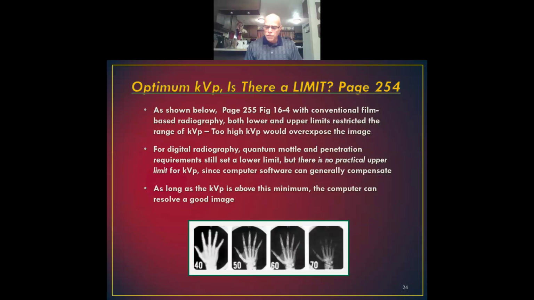On page 255, it speaks on this. It says, as long as the KVP is above the minimum required for adequate penetration, top of 255, the computer can resolve a good image. The KVP range is more limited with conventional, obviously very much with conventional film radiography. Since the use of high KVP low mAs technique reduces patient exposure, and that's what we're going to be talking about, that's what this third part is all about.